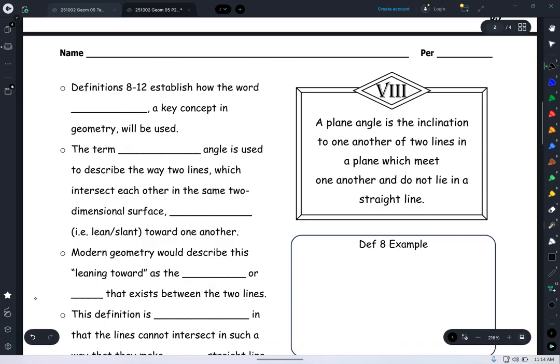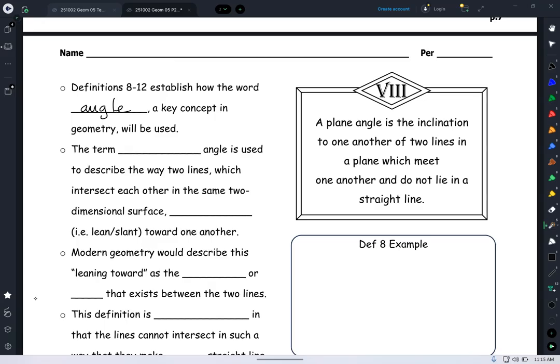All right, we're going to start by saying this. Definitions 8 through 12 establish how the word angle, a key concept in geometry, is used. All right, so let's talk about Euclid's definition here. First off, you can see that he says a plane, a flat two-dimensional surface. A plane angle is the inclination to one another, sounds like a relationship word, huh? Inclination to one another of 2 lines in a plane which meet one another and do not lie in a straight line. Huh? Okay, all right.